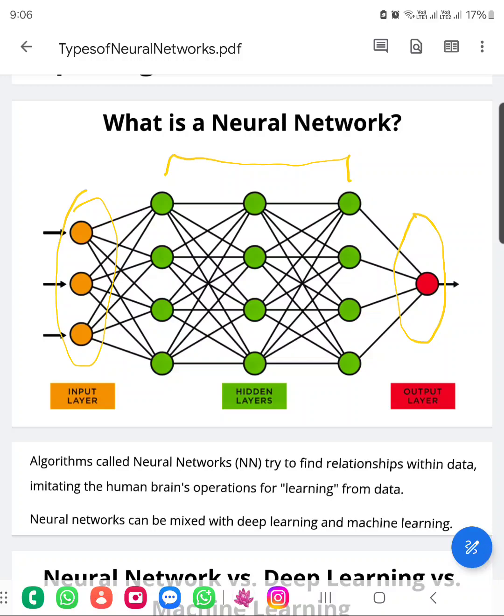So this is the basic diagram of a neural network, and we have several types of neural networks where we have the input and we get the output, and every input will be having certain relationship with the next layers, which are basically the hidden layers. And then finally we get the output in the output layer. So now we talk about the different types of neural networks.